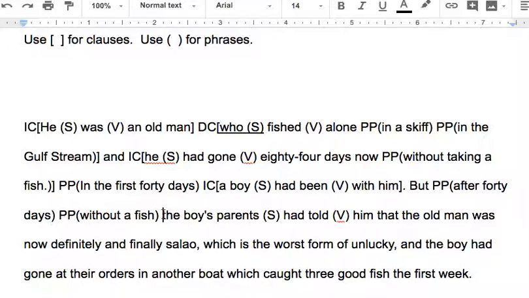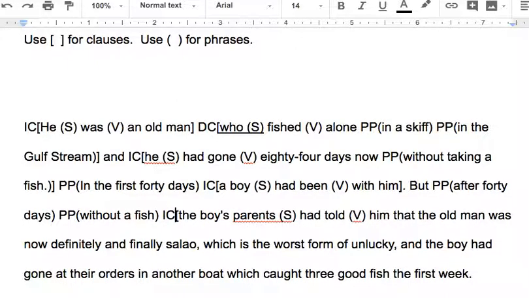And that starts our IC because there's no subordinator there. So we're going to identify the IC. The boy's parents had told him. Any more verbs? Told him that the old man was. Here we go. Let's look for that verb.